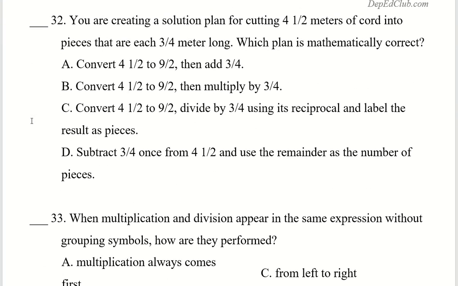Next, 32. You are creating a solution plan for cutting 4 1/2 meters of cord into pieces that are each 3/4 meter long. Which plan is mathematically correct? So for 32, 4 1/2, and then they should have 3/4 meters. So, divide.